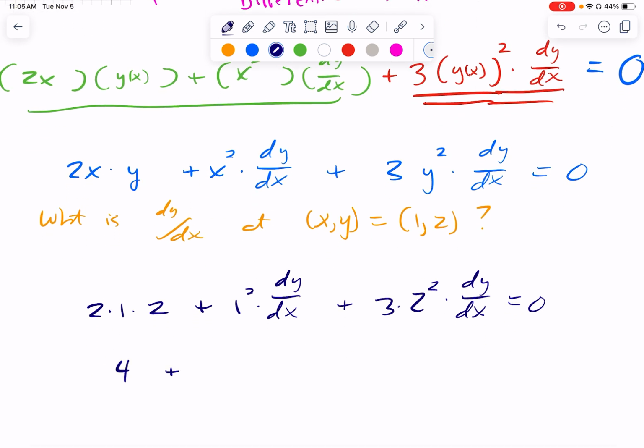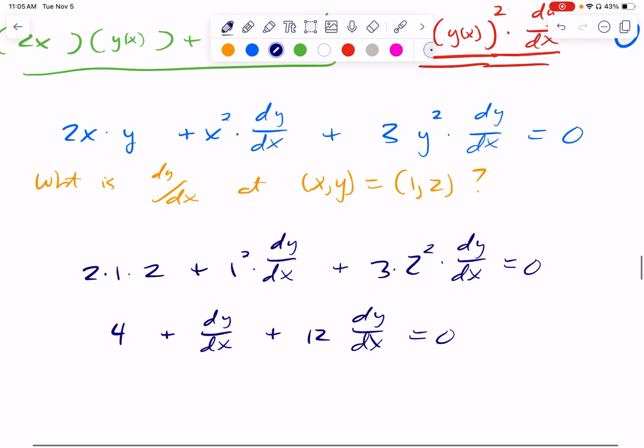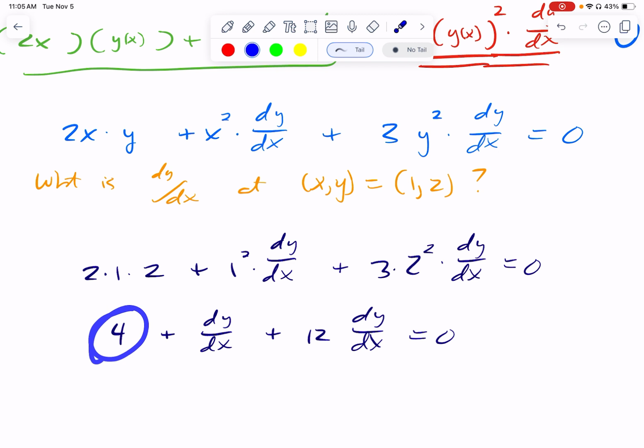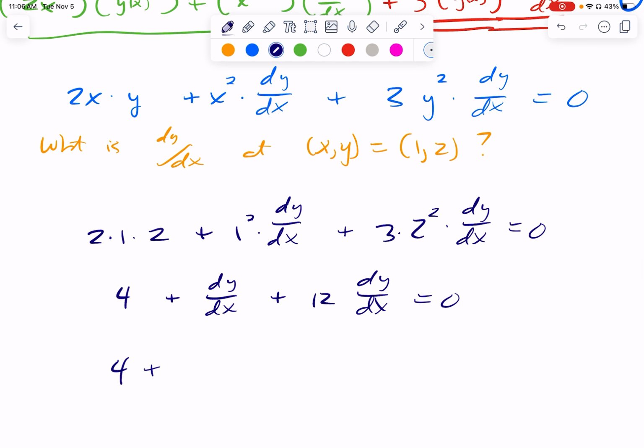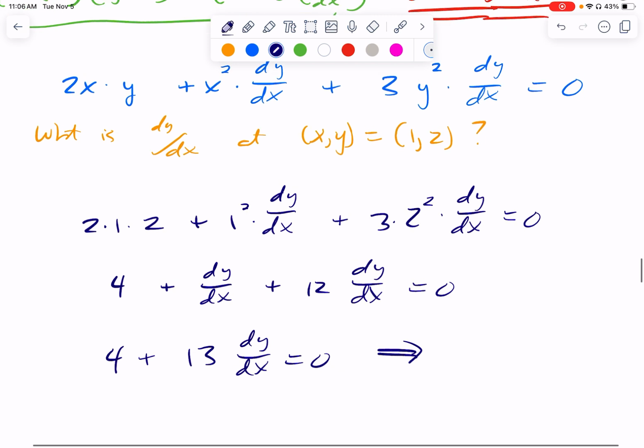This is 4. This is just 1 times dy dx. 3 times 2 squared is 12. So we have 4 plus 1 dy dx plus 12 dy dx equals 0. I'll group like terms, right? This is just a number. These both have dy dx in it. So I have 1 copy of dy over dx plus 12 copies of it. That makes 13 total. Right, and I can now try to solve for what that derivative is.